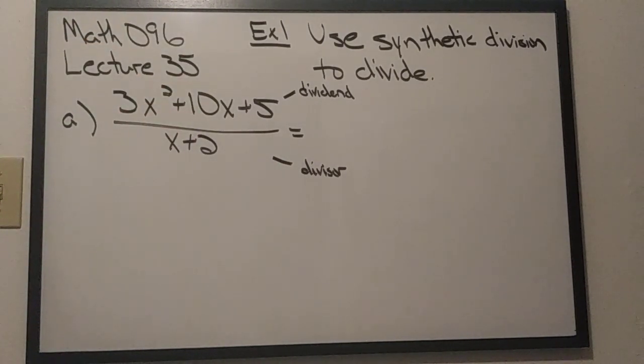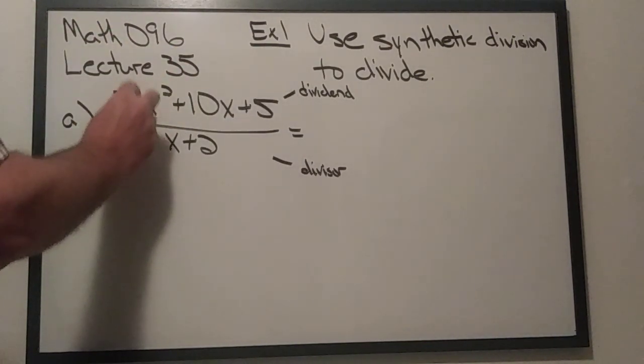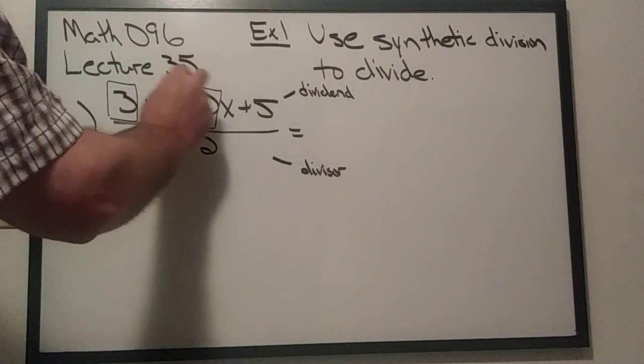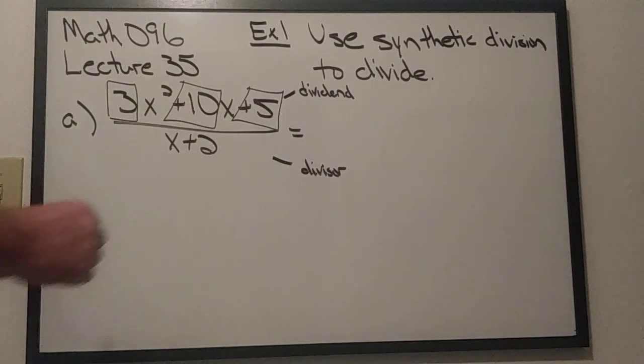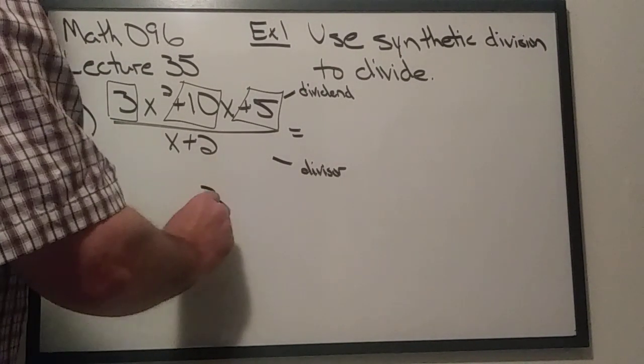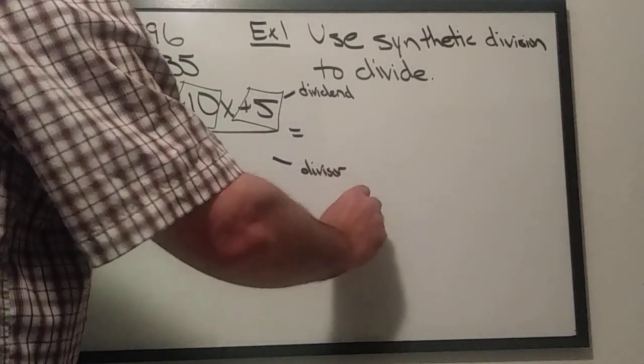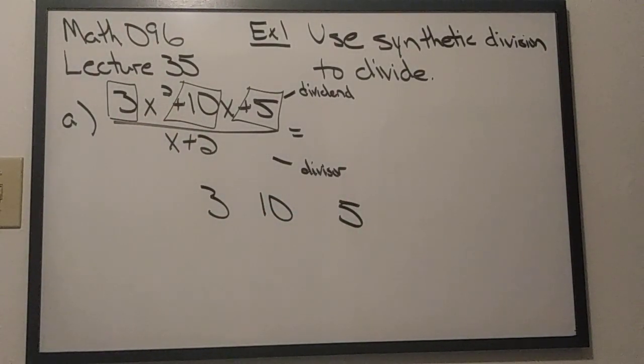Step number 2 then says, okay, in this world of synthetic division, what we're going to do is focus entirely on the coefficients. We're not going to worry about all these x's and x squareds yet. We're going to focus in on just the coefficients. So remember that a coefficient is just the number part of a term. So in my dividend then, I have the coefficient 3, the coefficient positive 10, and the coefficient of positive 5. So Step number 2 says, just write those numbers down. Okay, so I'm going to come down here and do that. We have a 3, a positive 10, and a positive 5. At this point, we're done with Step 2.